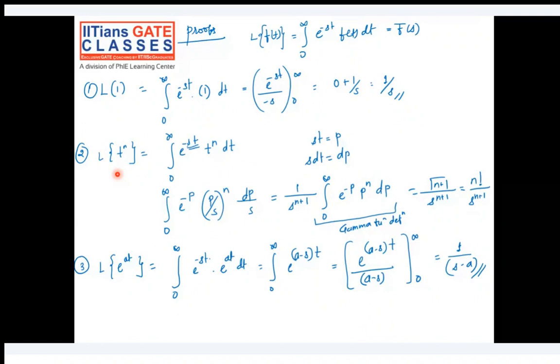T raised to the power 5, I am saying. Then it is 5 factorial divided by s raised to the power 6. Okay. 5 factorial divided by s raised to the power 6. That's all. So if you know the standard results, it is very easy to calculate the Laplace transform of it.